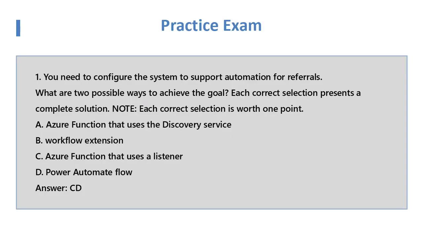1. You need to configure the system to support automation for referrals. What are two possible ways to achieve the goal? Each correct selection presents a complete solution. Note: each correct selection is worth 1 point. A. Azure function that uses the discovery service. B. Workflow extension. C. Azure function that uses a listener. D. Power Automate flow. Answer: CD.